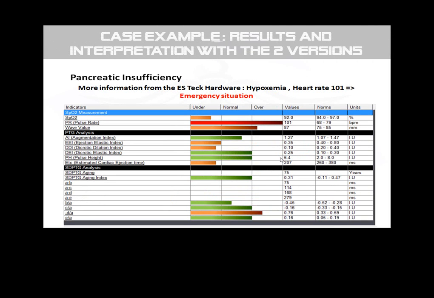More information from the ES Tech hardware: hypoxemia, heart rate 101, and understanding of the emergency situation.